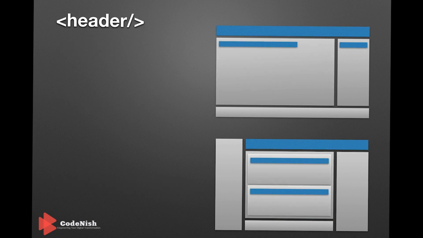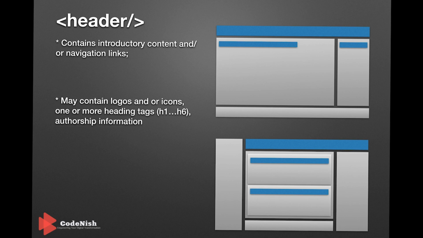Now, the header tag. You will use this tag to put introductory content or navigation links. You can put logos, icons, headings, and any other tag to describe authorship information. I normally put site logo, main navigation, and it cannot go inside the footer tag as well as the address tag.